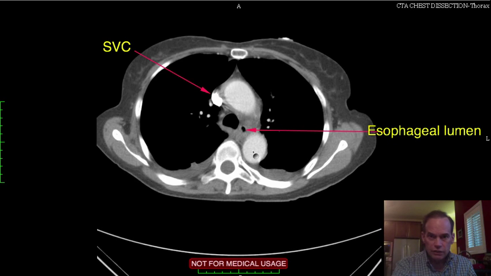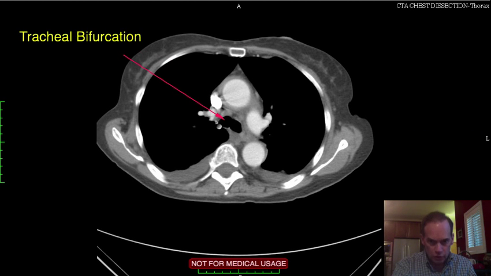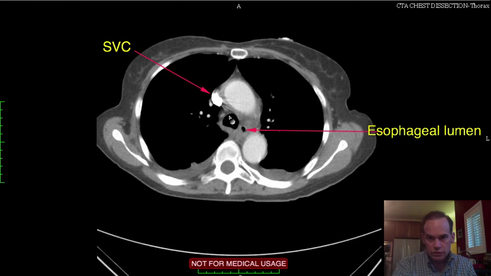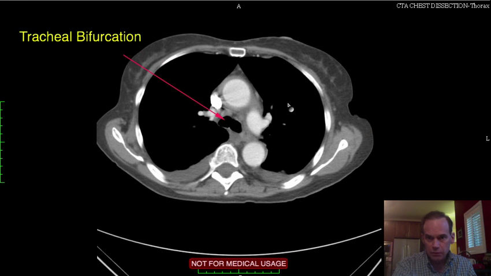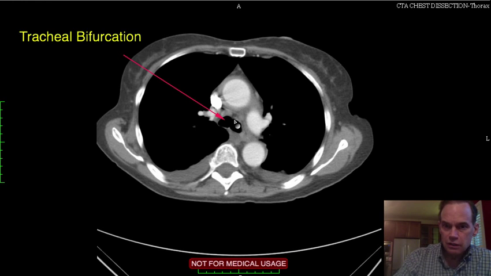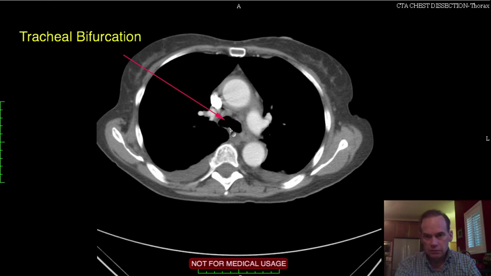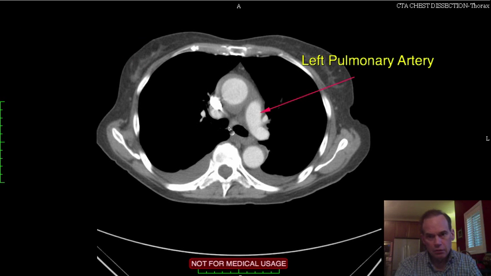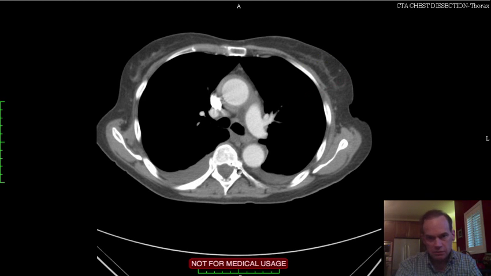Here's the tracheal bifurcation, where the trachea goes from one lumen and branches to make two lumens, the right and left main stem bronchus. The little vertex of this bifurcation anatomy is the carina. The carina goes across at this level, and if you go down, there we go, this would be part of the carina right there. Okay, that's the carina right there. That's probably the best depiction of it.